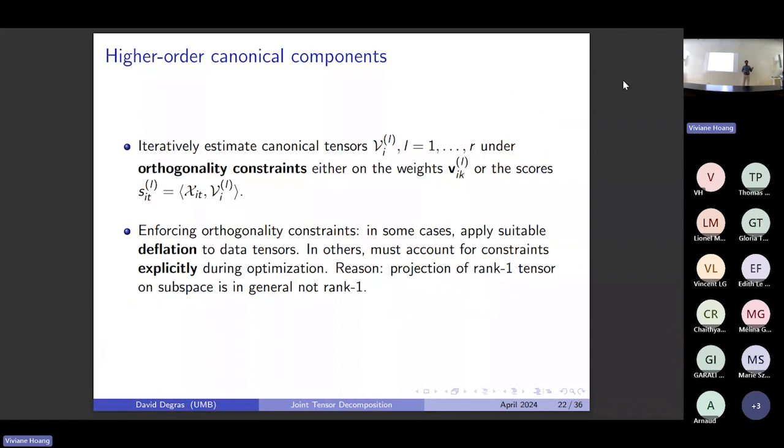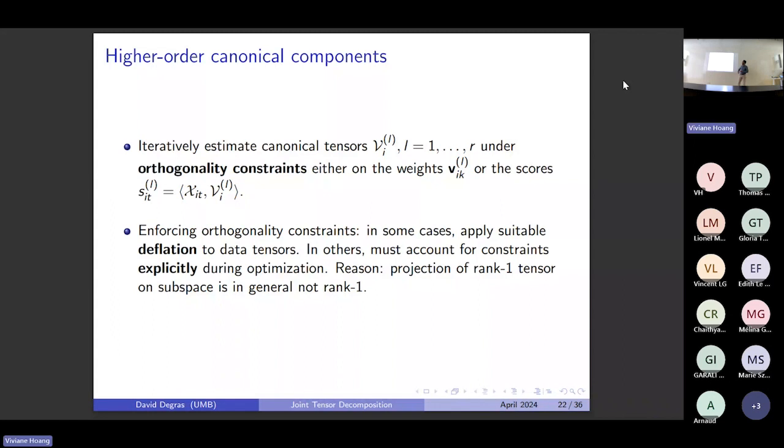Okay, so you have the two main methods. I want to say a quick word about how to obtain higher order canonical components. So let's say we solved the problem once, and we want maybe more than one canonical component, as we typically do. So how do we find the next ones? Typically, we impose some orthogonality constraints on the next components, and those constraints can pertain either to the canonical tensors V_l or their vector components, or we could put constraints on the scores. And it's up to us to choose depending on the meaning we want to assign to the analysis results.